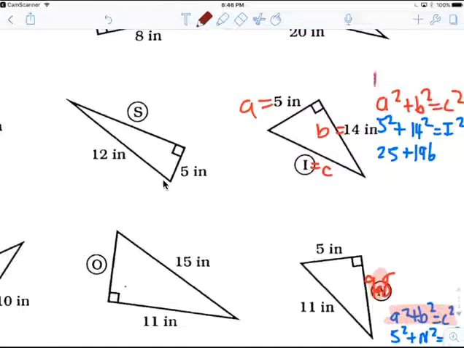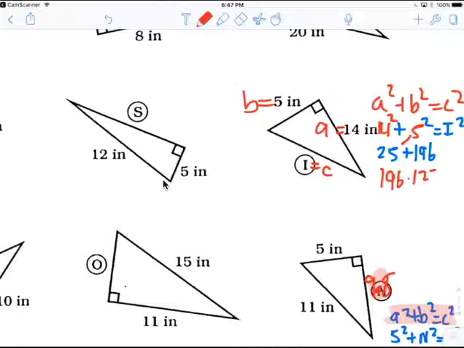If you had A squared plus B squared, if you had it vice versa, if 14 was A and 5 was B, you would say A would be 14 squared plus 5 squared. That's 196 plus 25. It's the same thing. You add these in your calculator, you add this in your calculator, you get the same answer. So therefore A and B doesn't matter.